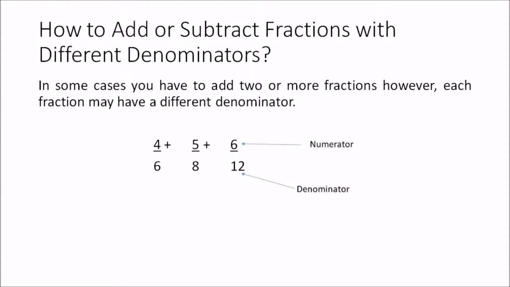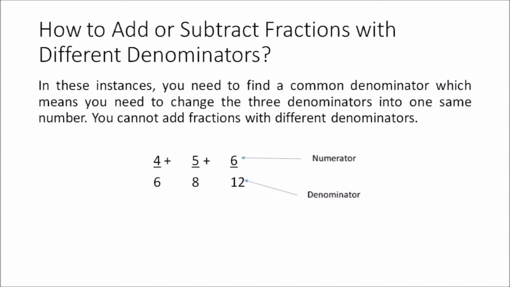Now, in some cases, you have to add two or more fractions. However, each fraction may have a different denominator, right? The denominator we say is unlike, meaning the denominators are different. In this example, you have 4 over 6 plus 5 over 8 plus 6 over 12. The denominators are different, and you cannot add the fractions where the denominators are different.